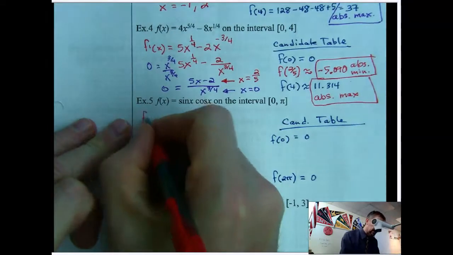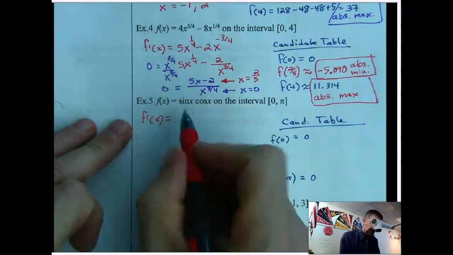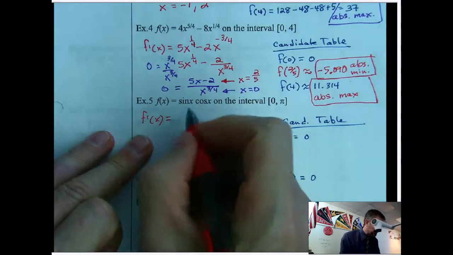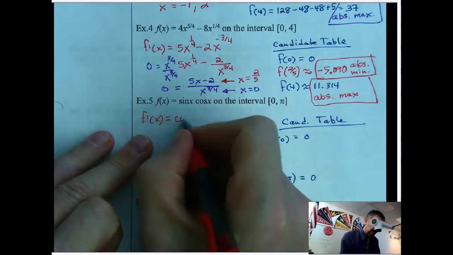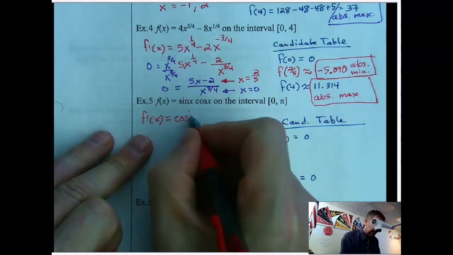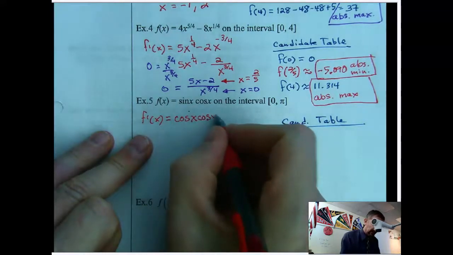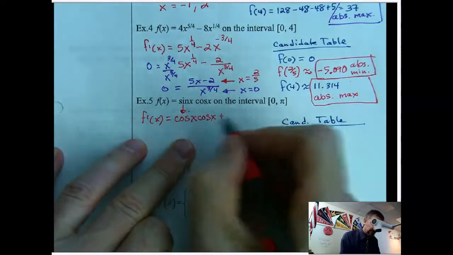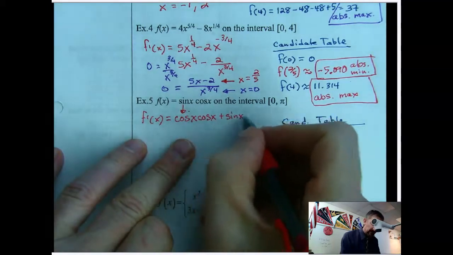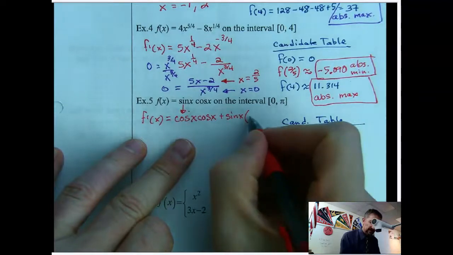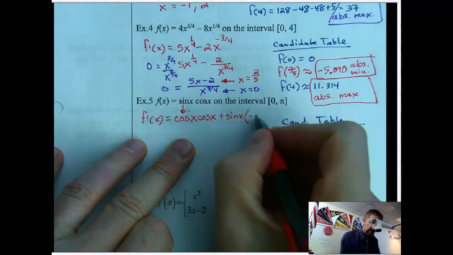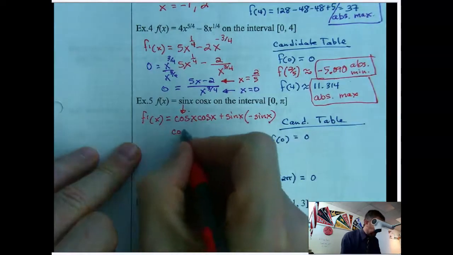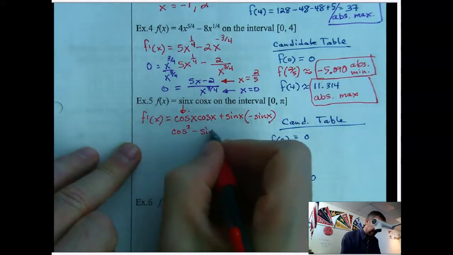Then take the derivative. Now, this is a product rule. So the derivative of the first thing, derivative of sine is cosine. So I'm going to have cosine times cosine, derivative of the first thing times the second thing, plus the first thing times the derivative of the second thing. That's good practice on your trig derivatives. Hopefully you know those. Negative sine. So that's going to be cosine squared minus sine squared.